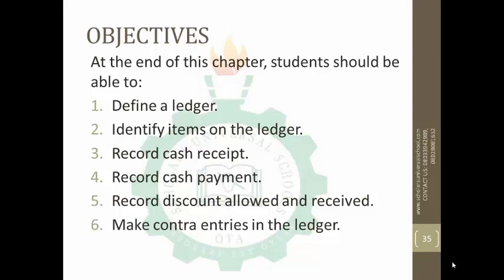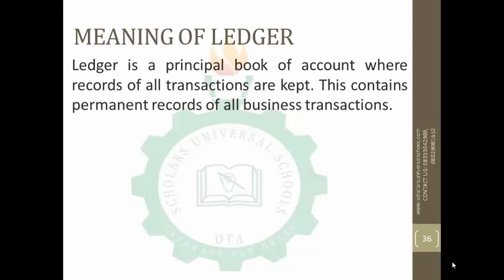All right, let's move. Now, to start with, what is ledger? Ledger is a principal book of accounts where records of all transactions are kept. You have to be reminded that ledger is the principal book of accounts where records of all transactions are kept, and this contains permanent records of all business transactions.